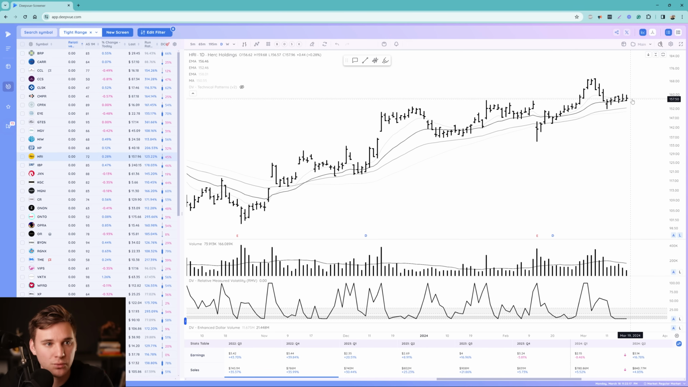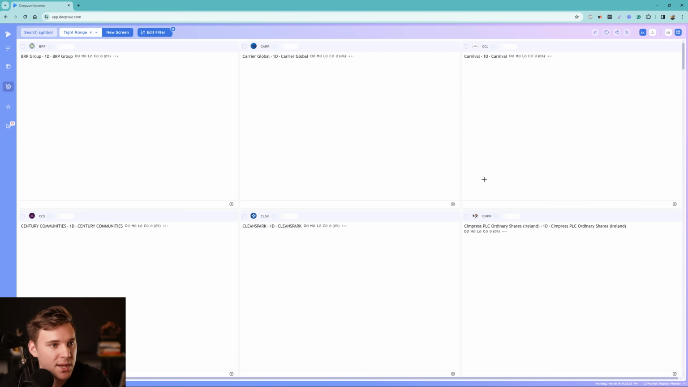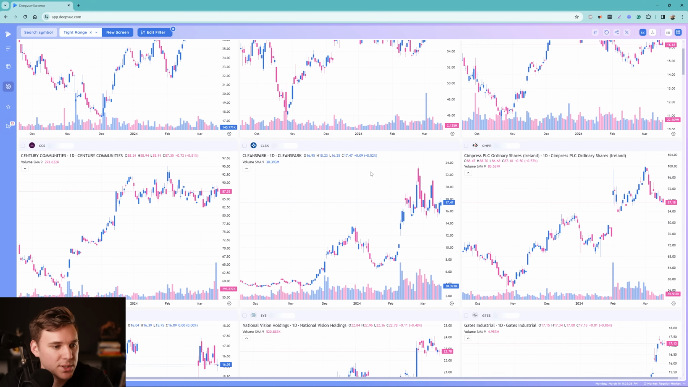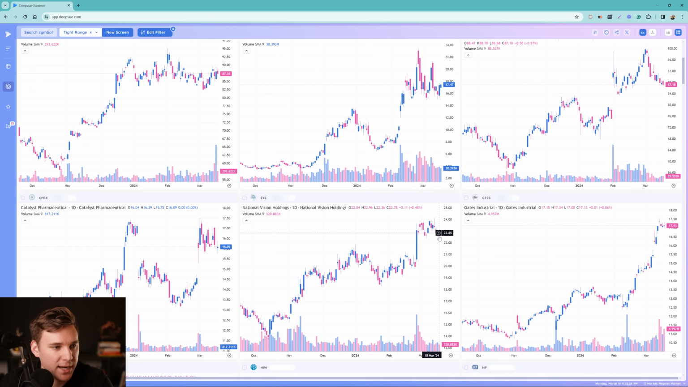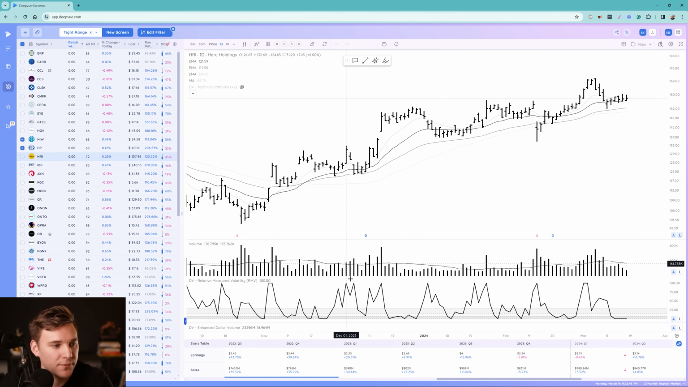HRI, great example, really nice tight range the past few days. And in DeepView, you can also use the mini charts to help speed up this process and take a look at a lot all at once. So you can just scroll through looking for tight areas on the right-hand side, highlight the ones that you want to add to a watch list, and add it to whatever you would like. So that's pretty much it in terms of what I wanted to show today when it comes to RMV.